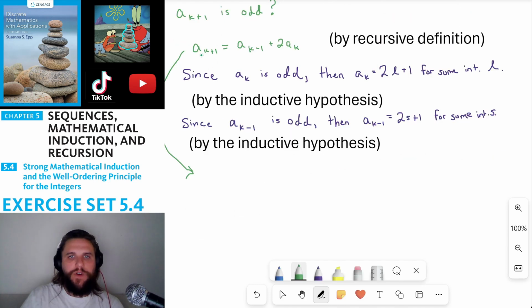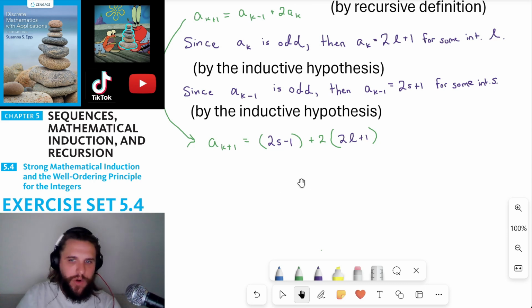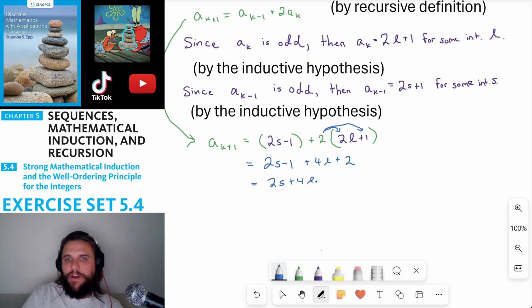So now let's go back to this recurrence relation. A sub k plus 1 equals a sub k minus 1 plus 2 times a sub k. We can use substitution. So this will be a sub k plus 1 equals a sub k minus 1, which is 2s plus 1, and then plus 2 times a sub k, which is 2l plus 1. And now we have something to work with for a sub k plus 1. We could do a little bit of simplification by distributing this 2, and we can also drop these parentheses here to get 2s plus 1 plus 4l plus 2, which is equal to 2s plus 4l plus 3.